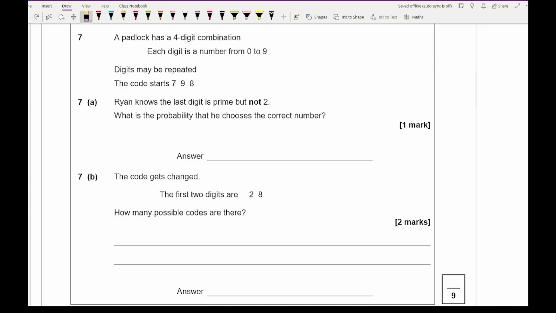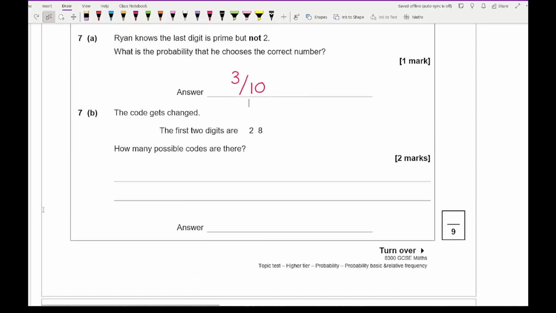So for this, if we write down the prime numbers between 0 and 9, that's going to be 2, 3, 5 and 7. Well, we know that it's definitely not going to be 2, and there are 10 numbers in total. So the probability that Ryan is going to pick the correct number is 3 over 10.